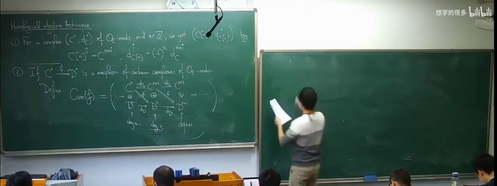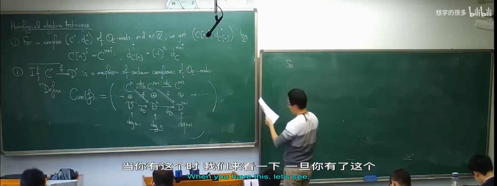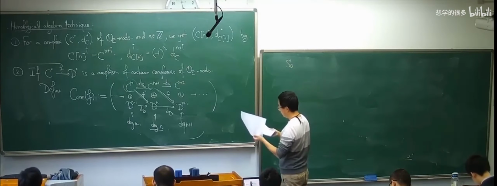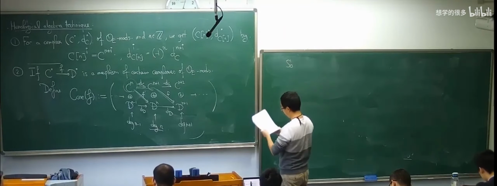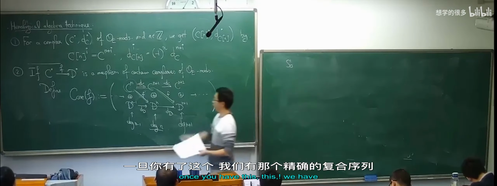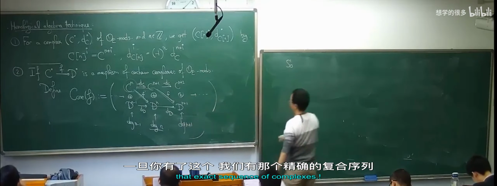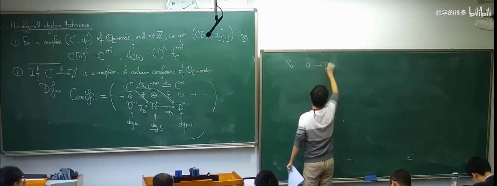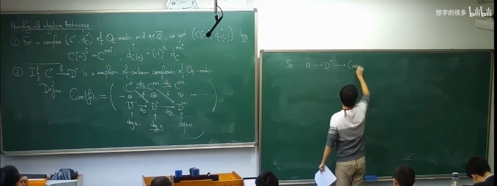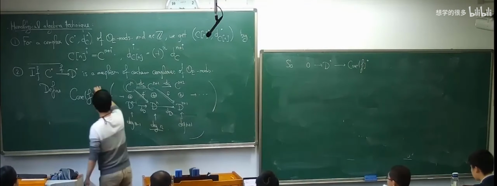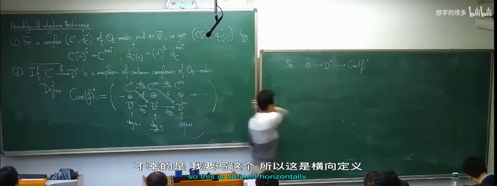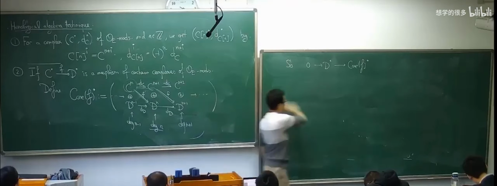Okay, so when you have this, let's see. What am I writing here? Once you have this defined as cone, we have an exact sequence of complexes. Let me put a cone dot here. Unfortunately, I'm going to write this. So this is defined horizontally. Now I'm going to turn the picture 90 degrees and write it vertically. C twist by 1.